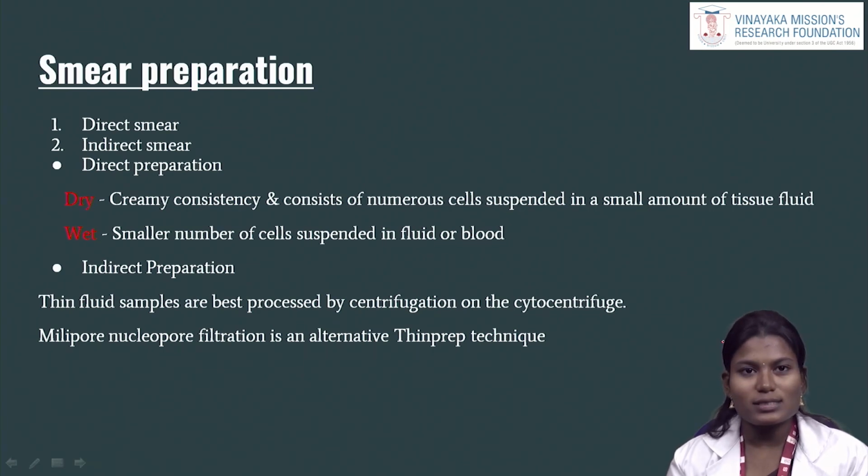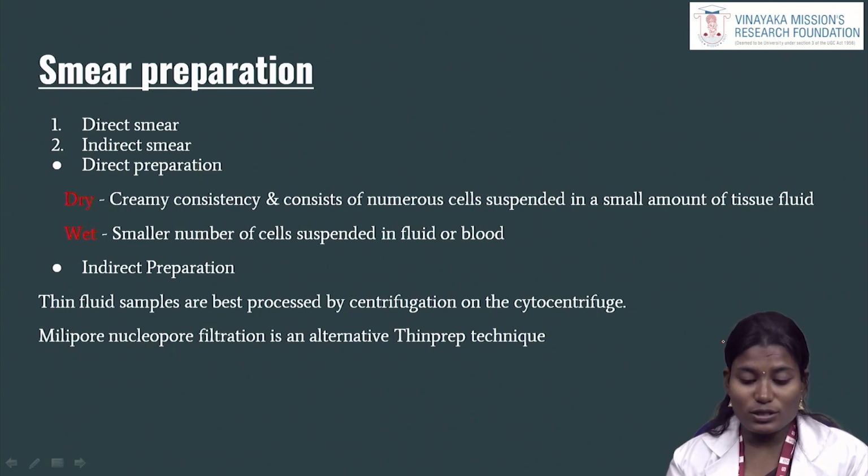Here is the final step, smear preparation. How is the smear prepared? Direct smear and indirect smear. Direct smear has two methods, dry and wet. The sample is collected with a creamy appearance, meaning a number of cells suspended in a small amount of tissue fluid. Wet smear means a smaller number of cells suspended in fluid or blood.